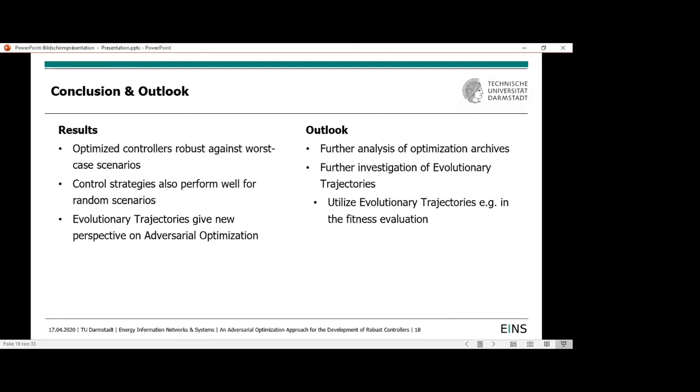And to finish off, this adversarial optimization approach has mainly been used on test problems or test functions in the literature. And with this work, we did an analysis on a real-world application and investigated this method.